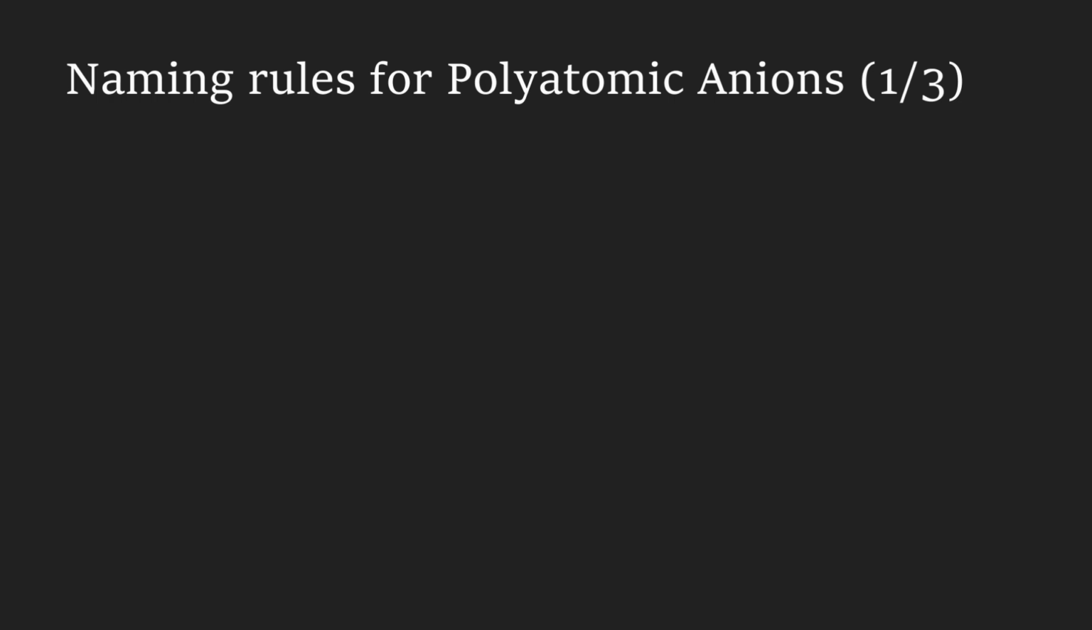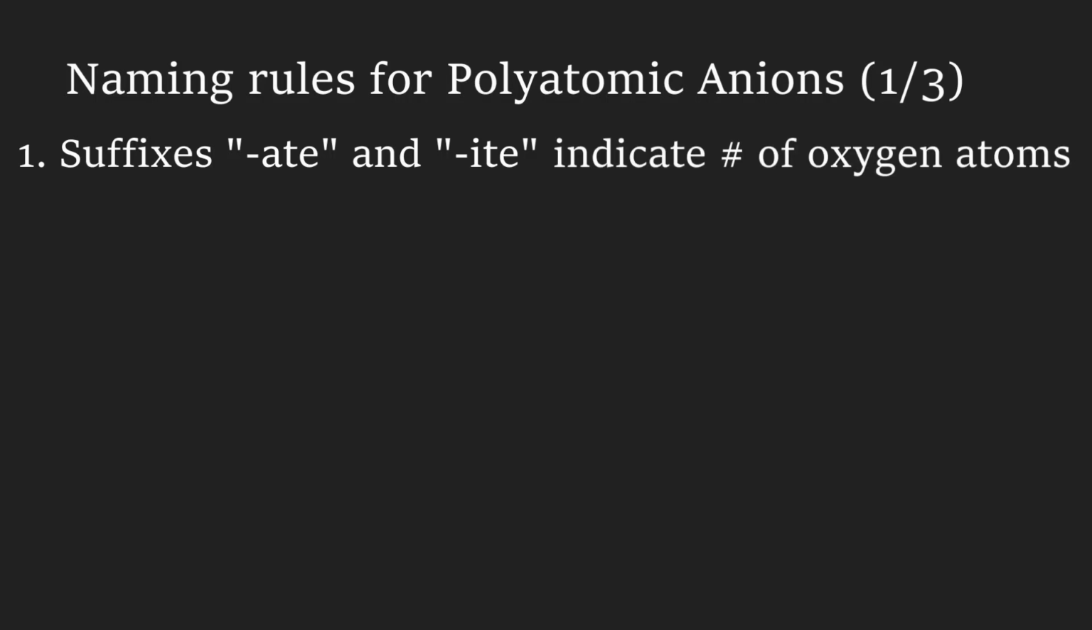The first convention, and one of the most common ways to name polyatomic anions, is by using the suffixes ate and ite. These suffixes indicate the number of oxygen atoms present in the ion. Let's look at this a little bit more closely.